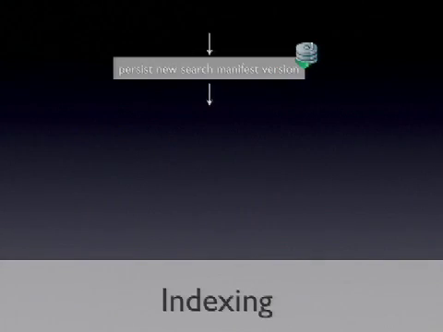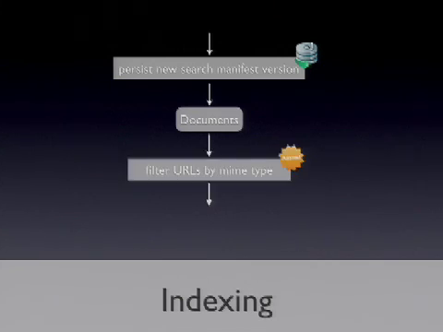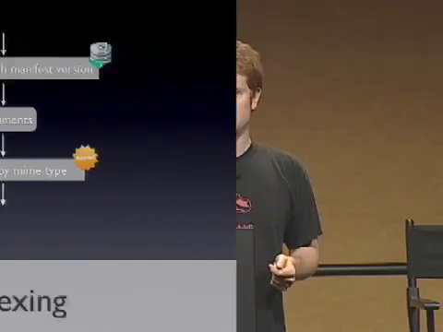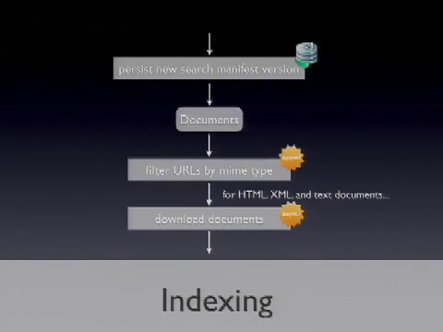Okay, so now we're indexing. So whenever you see the little database icon, that means we're writing down into the database. It means that's interfacing with the Gears database code, API. So we need to persist this new search manifest version. And then we need to make our documents class. And this guy, like I said, he's given a list of URLs, and he filters them by MIME type. Again, this is an asynchronous operation because he's throwing out a bunch of head requests. And then, for HTML, XML, and text documents, we download ones that pass the MIME type test. And again, that's async.